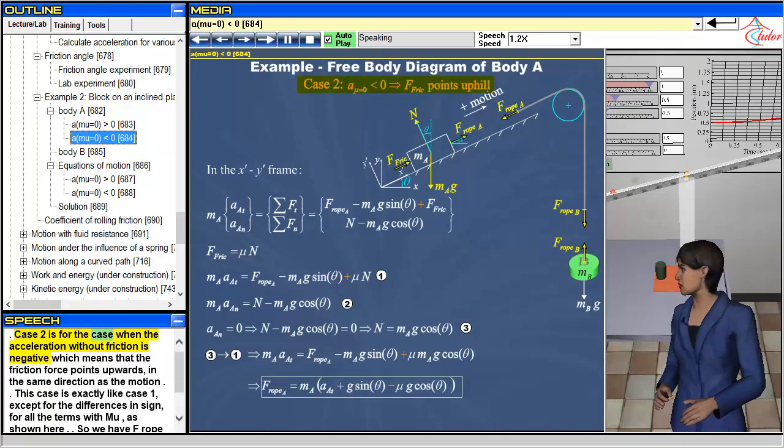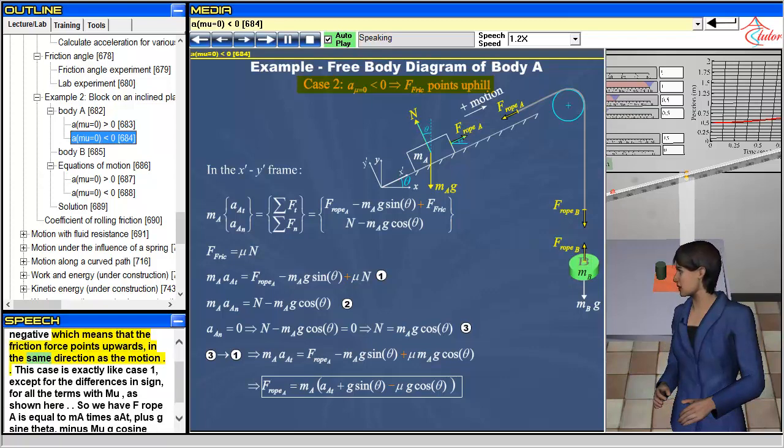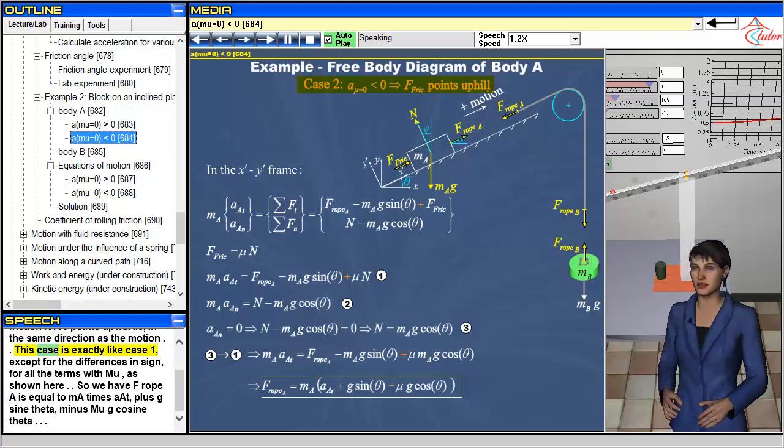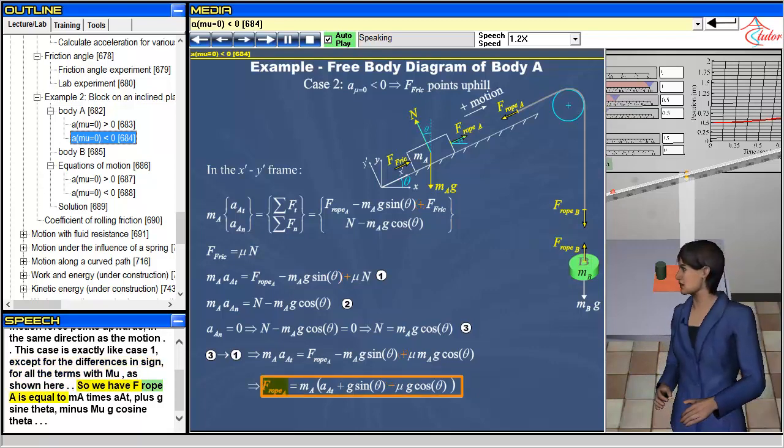Case 2 is for the case when the acceleration without friction is negative, which means that the friction force points upwards, in the same direction as the motion. This case is exactly like case 1, except for the differences in sign, for all the terms with mu, as shown here. So we have F rope A is equal to ma times (a_A^t plus g sine theta minus mu g cosine theta).